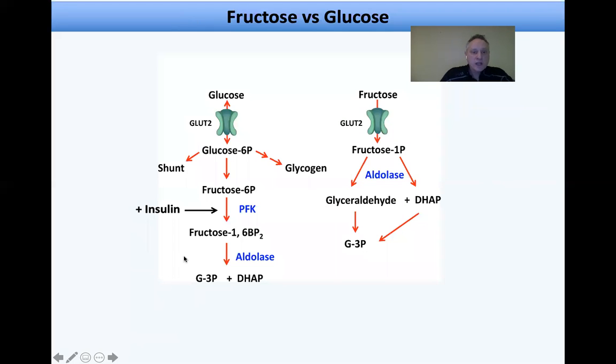And what we also see is that if we're going to metabolize fructose, because we eat table sugar, which is going to be a molecule of glucose and fructose, what happens with fructose metabolism is that it uses a glucose transporter. But what you can see is that there's an enzyme known as aldolase that splits fructose 1-phosphate into glyceraldehyde and DHAP. There is no PFK step in fructose metabolism. And so what happens with fructose is that its oxidation via glycolysis actually bypasses insulin regulation.